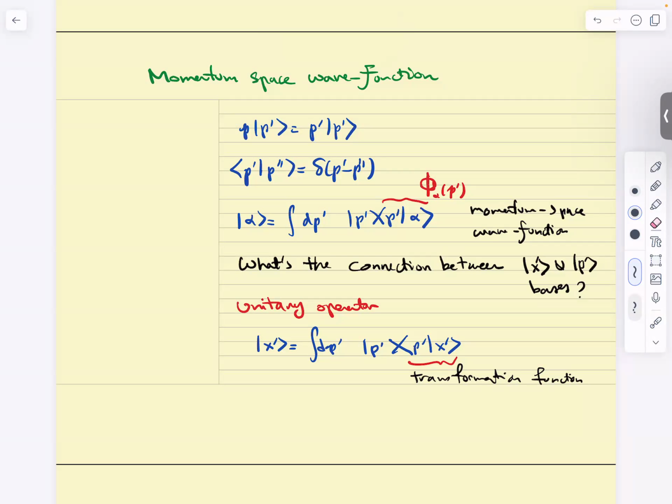So your state is not a wave function in position space. Your state is the ket. This is a representation of the state from the point of view of the observable x prime, x. This is the representation of the same state from the point of view of another observable. Good.